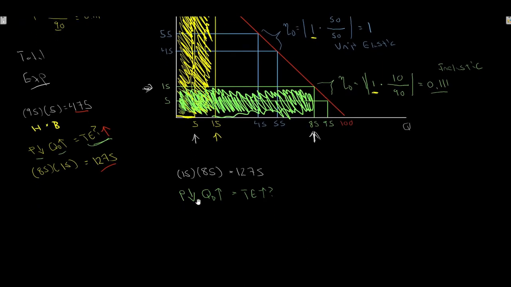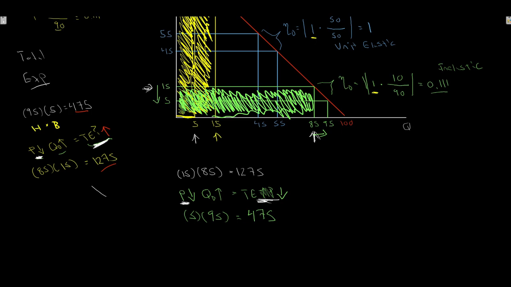Well, let's calculate it. Price down. So, okay, price from 15 down to 5. Quantity demanded up from 85 up to 95. What's happened to my total expenditure? My total expenditure is now 475. Oh no, right? In this case, my total expenditure has actually fallen as the price has fallen. So, okay, we have two very conflicting results here. Over in our first example, price went down and total expenditure went up. Now we have price going down and total expenditure going down. What's happening? What's causing this distinction?